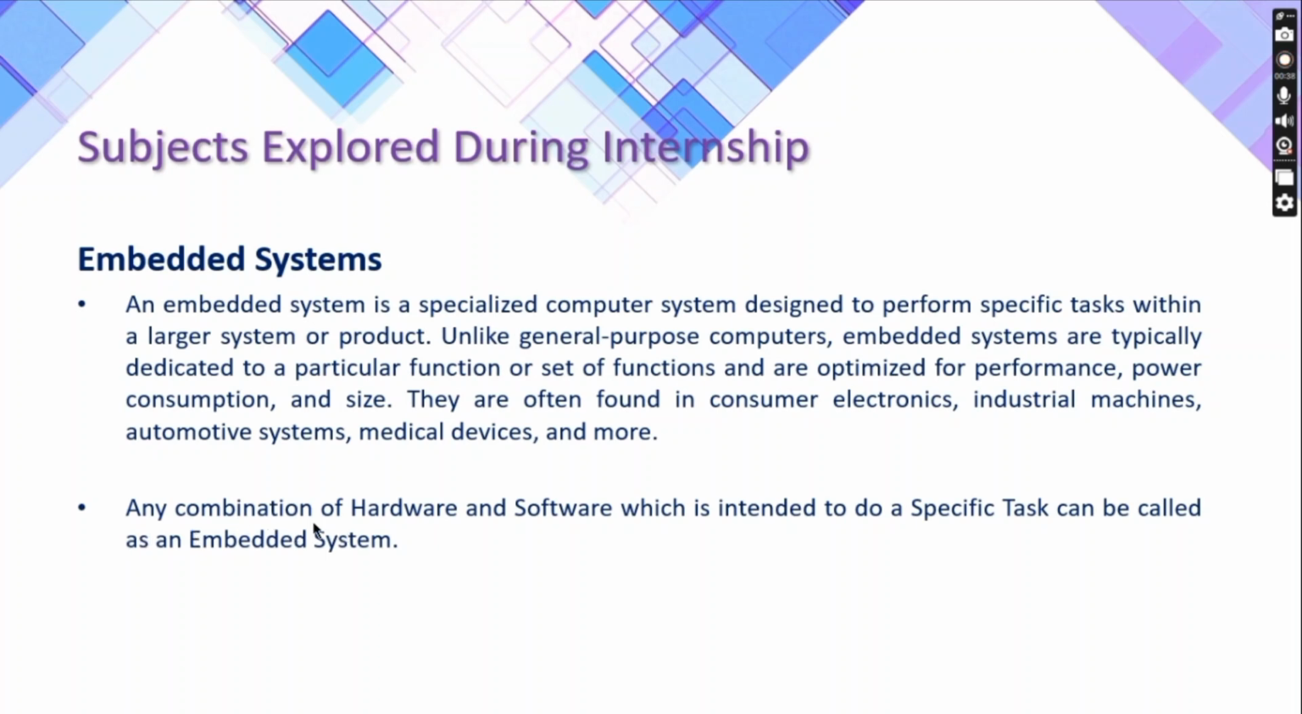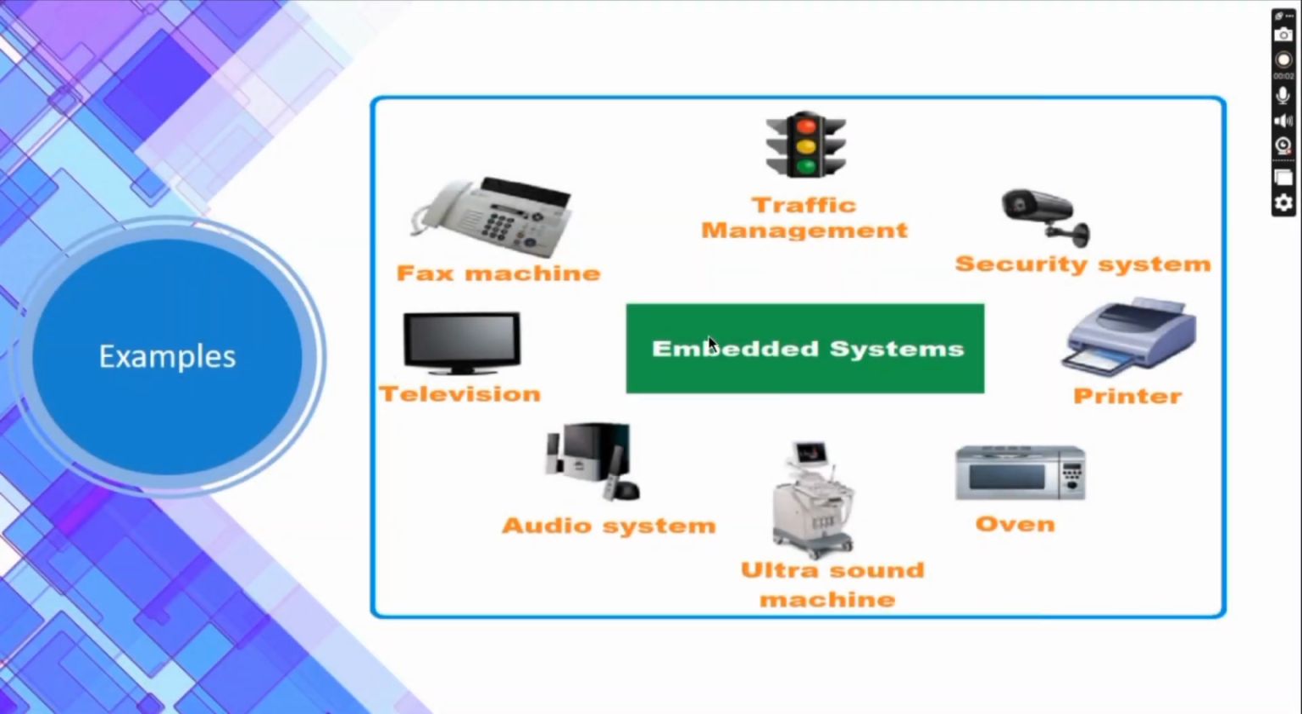An embedded system can be defined as a combination of hardware and software which is intended to do a specific task. These are some examples of devices which have embedded systems: traffic management, security system, printer, oven, ultrasound machine, audio system, television, fax machine. More examples are refrigerators, air conditioners, and washing machines.